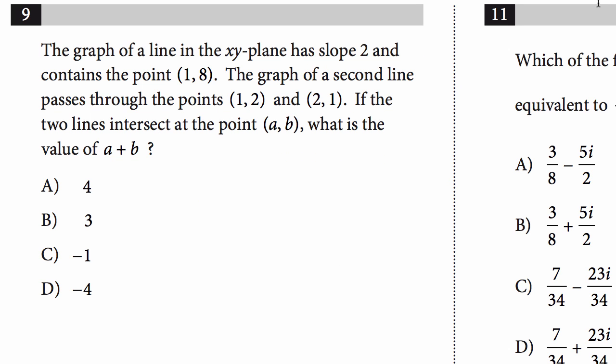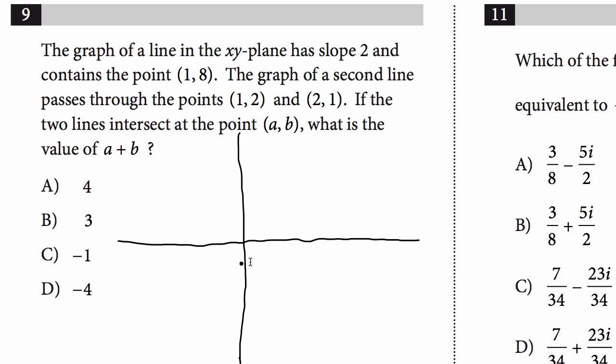All right, number 9 says the graph of a line in the xy plane has slope 2 and contains the point (1, 8). The graph of a second line passes through the points (1, 2) and (2, 1). If the two lines intersect at point (a, b), what is the value of a plus b? I'm not going to get super technical and super algebra. I'm just going to draw a picture. When all else fails, just draw a picture.